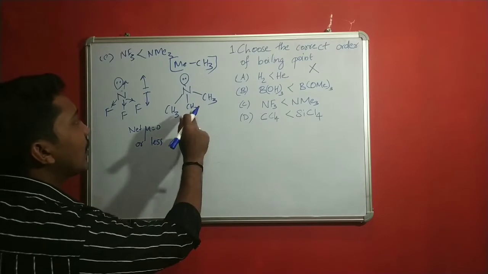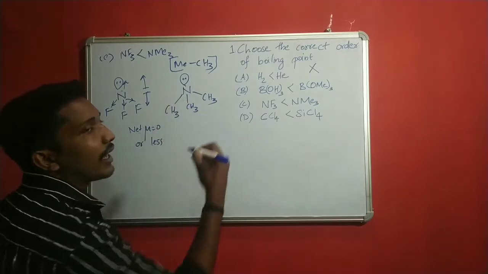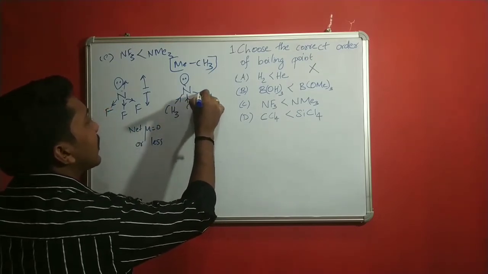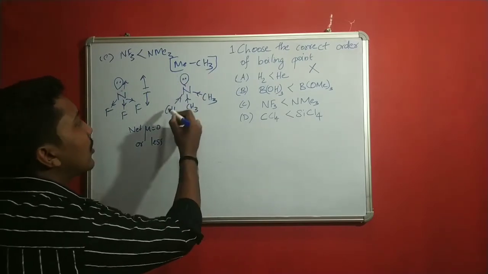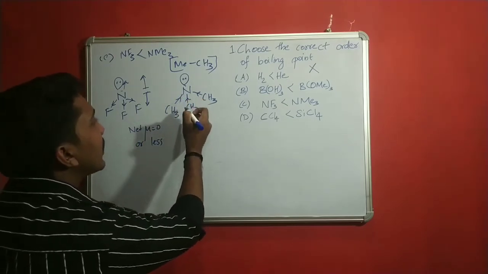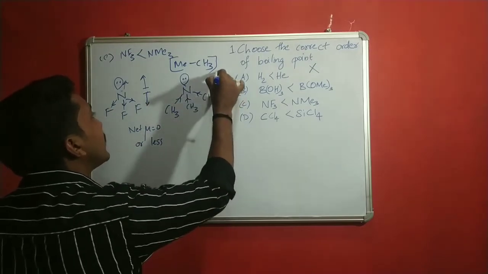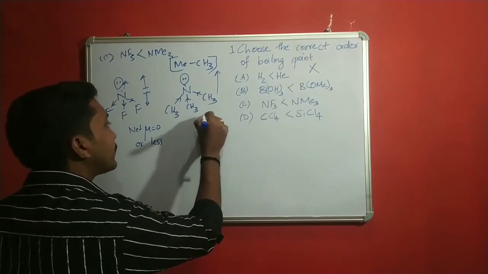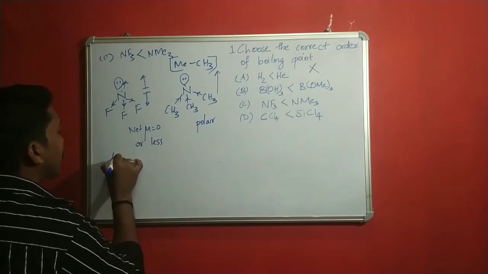But in the case of N(CH3)3, CH3 is an electron donating group. That means it supplies electron cloud to the nitrogen. That means nitrogen is more electronegative than the CH3 or carbon atom, so it will pull the electron cloud of the CH3 group, and the net dipole moment will be in the direction of the lone pair. So here this is polar, and here it is less polar.